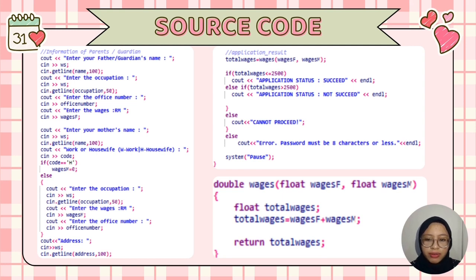The information that need to be filled is their father's name, occupation, office number, wages. Same goes to the mom. But in addition, the mom needs to clarify whether she is working or a housewife. If she is working, enter the occupation and the wages. And the last step, if their total wages less than 2,500, the application status is succeed, or else it is not succeed.